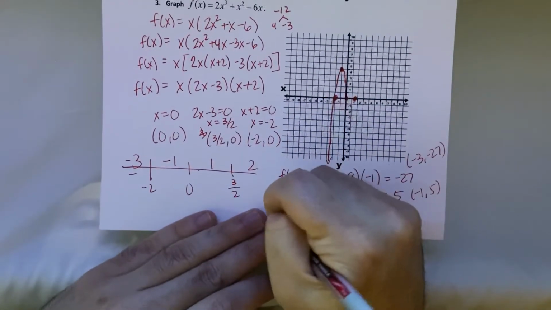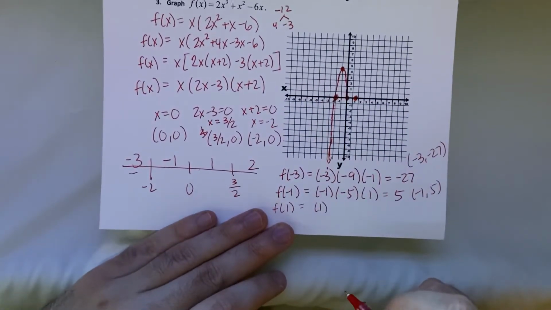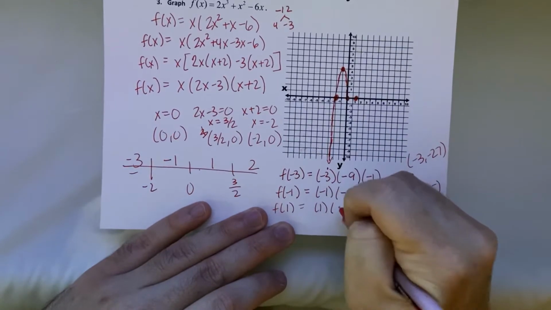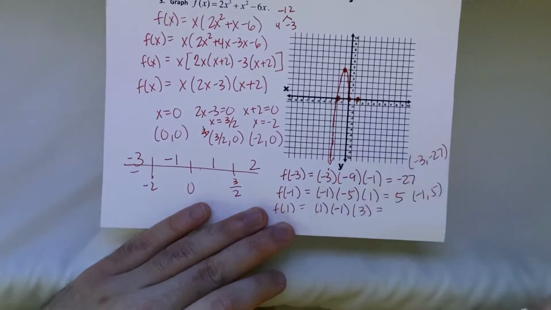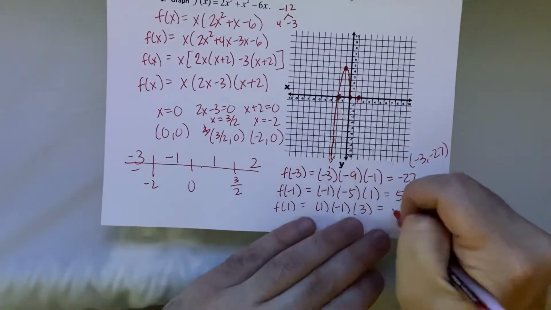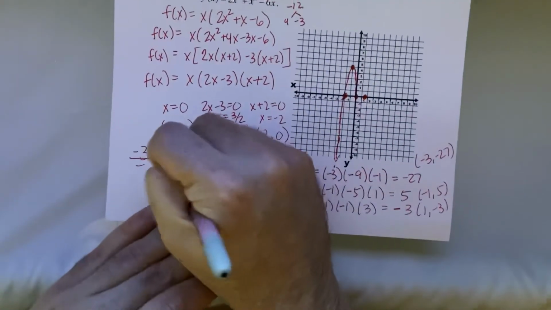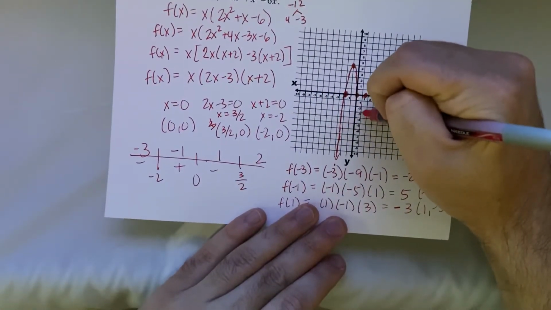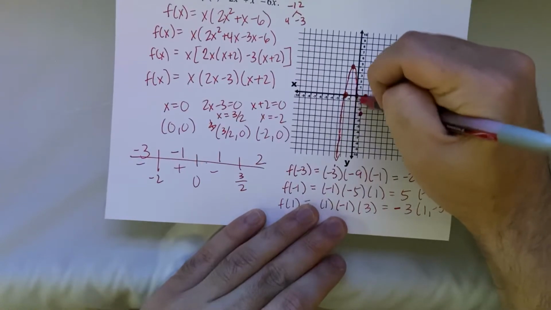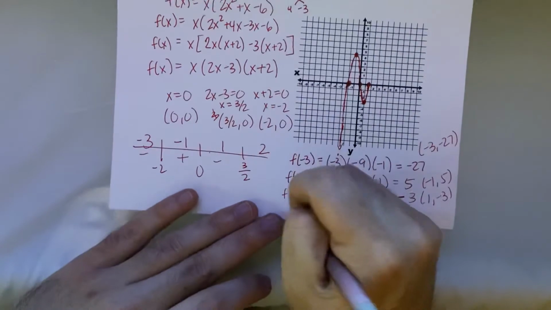Let's plug in positive 1. We get 1. 2 times 1 minus 3 would be 2 minus 3, which is negative 1. 1 plus 2 is 3. 1 times negative 1 times 3 is negative 3, so we get the point 1, negative 3. So this one was positive, this one's negative. 1, negative 3. It's about down here. This means it has to go down before it turns around and goes back up. And lastly, we can plug in 2.